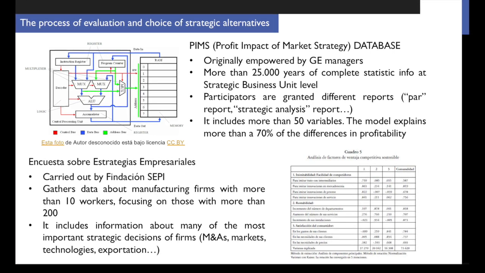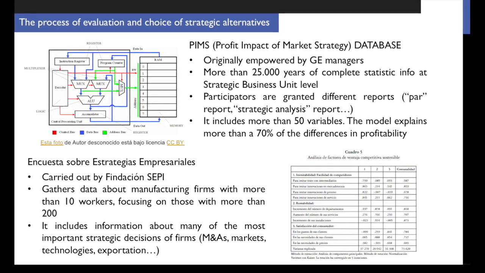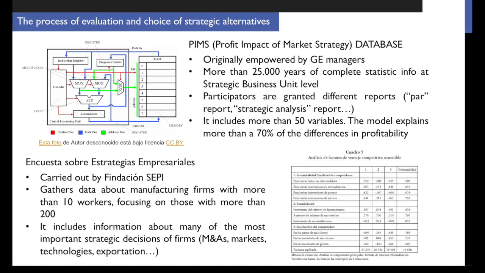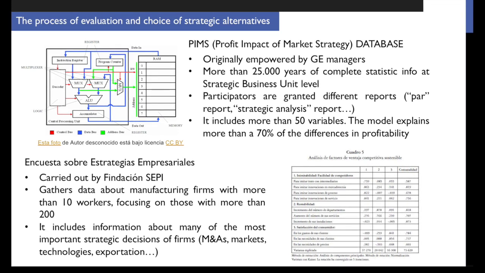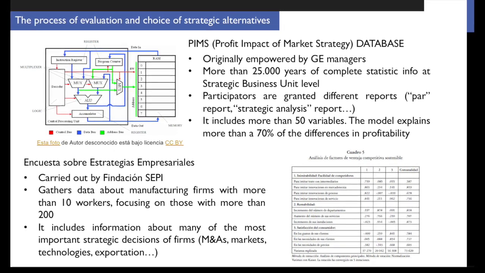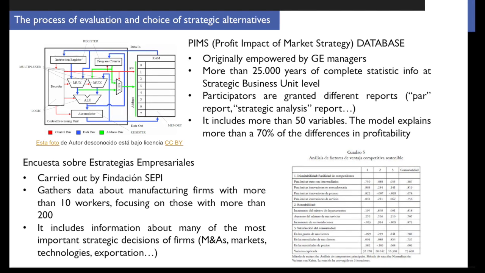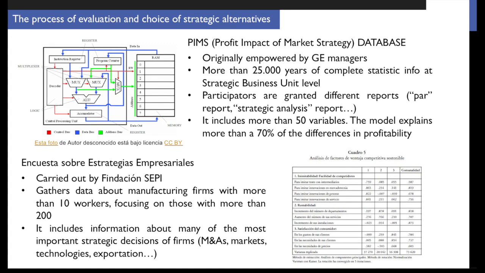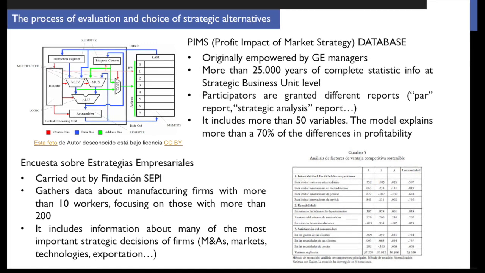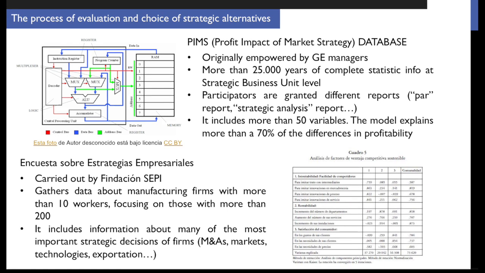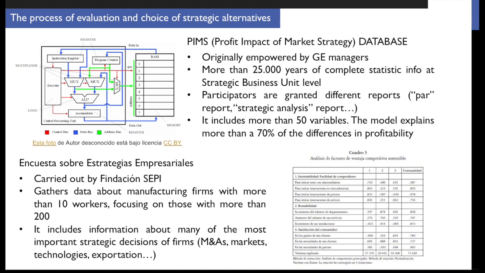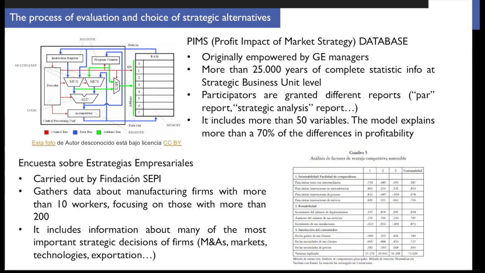That's great. Okay, here in Spain we have got our own database. It's called Encuesta sobre Estrategias Empresariales. It is carried out by Fundación SEPI, and it gathers data about manufacturing firms, not any firm, manufacturing firms with more than 10 workers, but it's especially focused on firms with more than 200 workers. It includes information about many internal and external variables about the most important decisions of companies, M&As, market development, technologies. Okay, so this is about suitability.